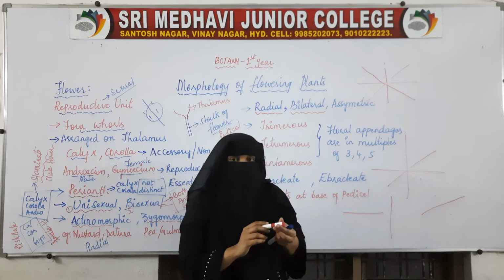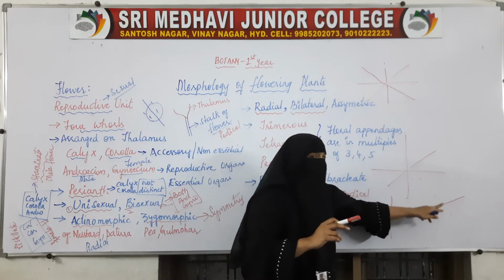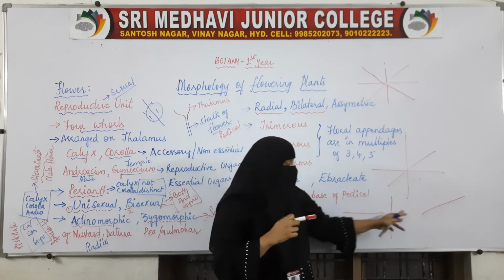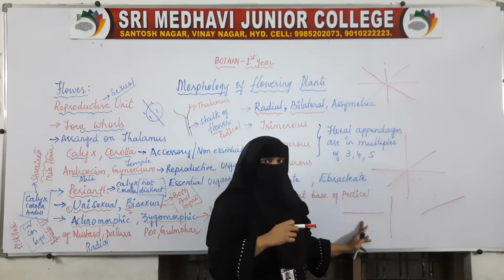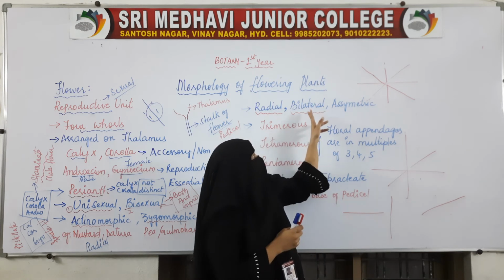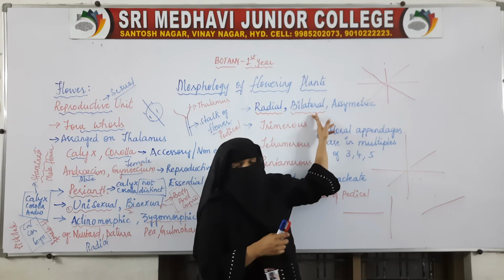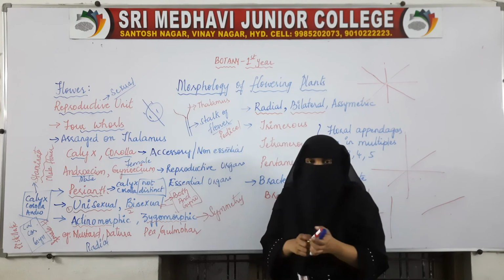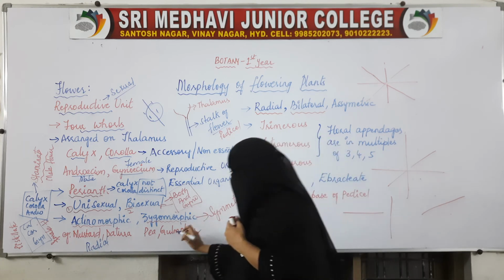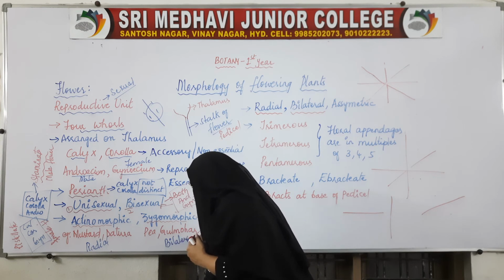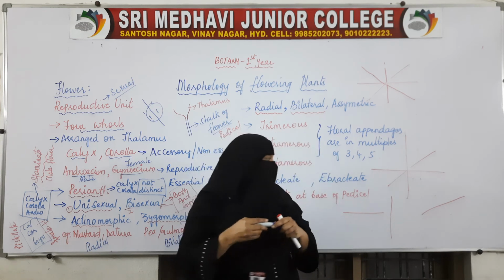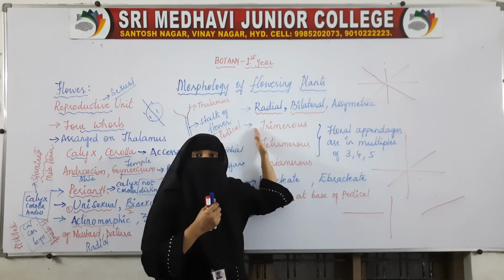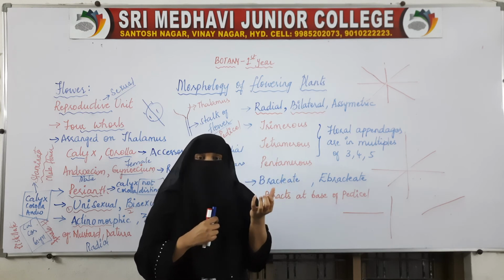It won't divide into two equal parts. So it is dividing in only one plane, not all planes. It is dividing into two equal parts in only one plane, not all the planes. Okay, so then it is called bilateral symmetry. Bilateral symmetry, and that flower is called a zygomorphic flower. So the zygomorphic flower exhibits bilateral symmetry.